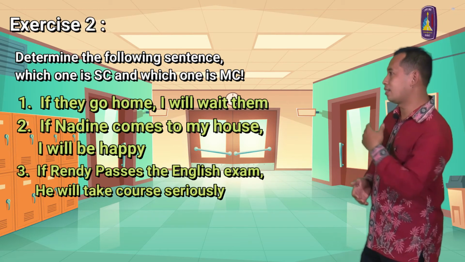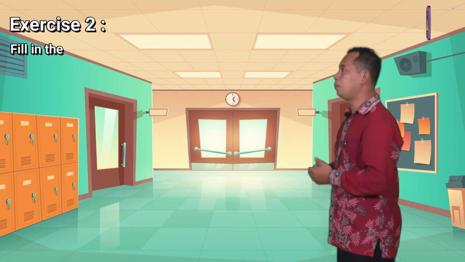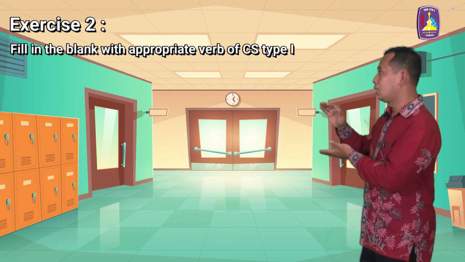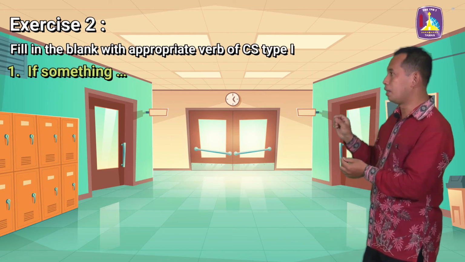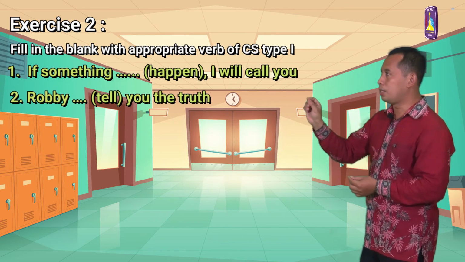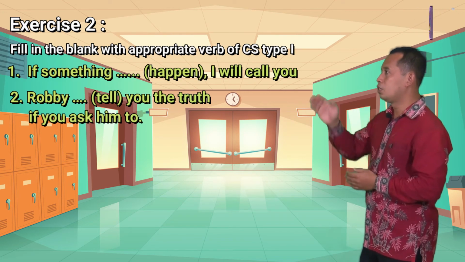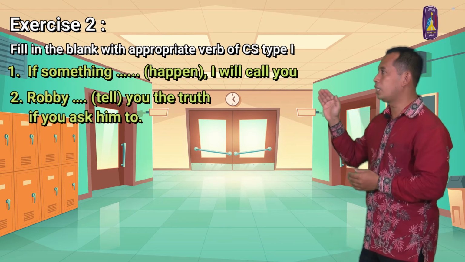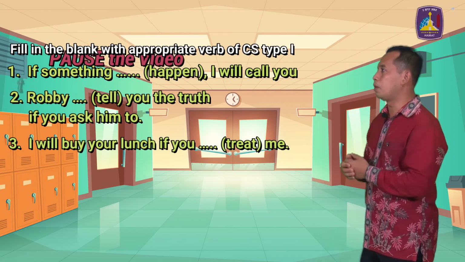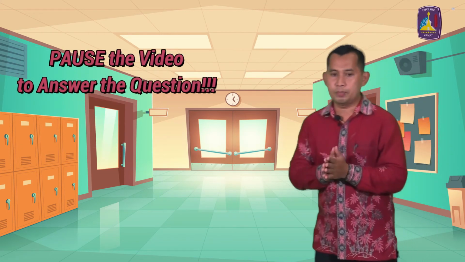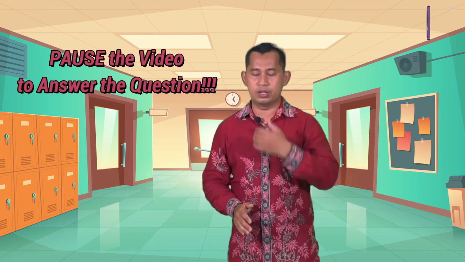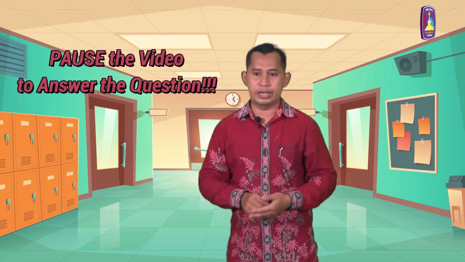And exercise 2 is fill in the blank with the appropriate verb of conditional sentence type 1. Number 1, if something blank happen, I will call you. Number 2, Robbie blank tell you the truth if you ask him to. And number 3, I will buy your lunch if you blank treat me. And I hope you pause the video, do it by yourself, take your notes and your paper. After that, do it correctly.